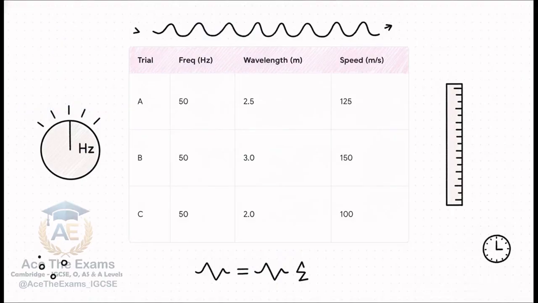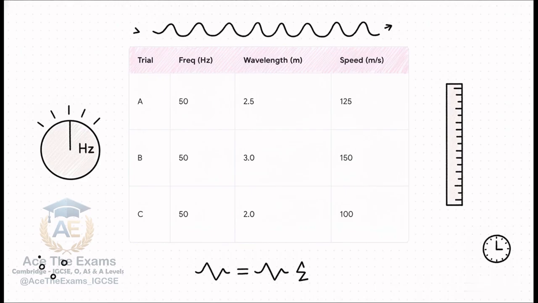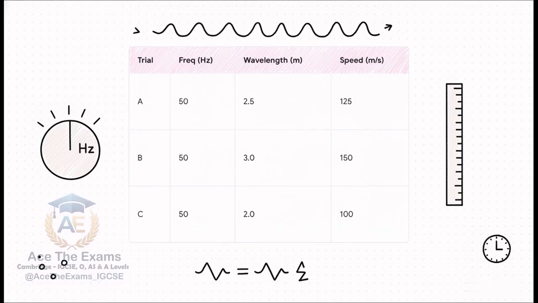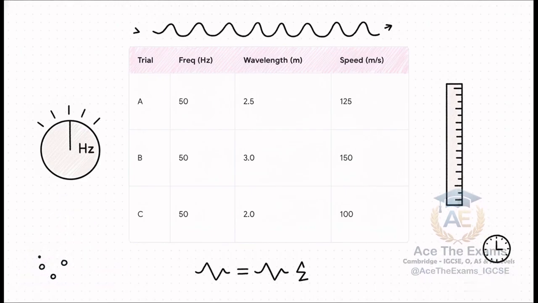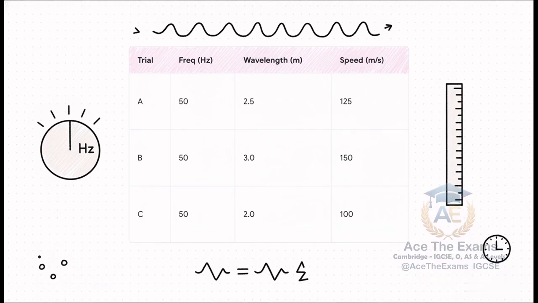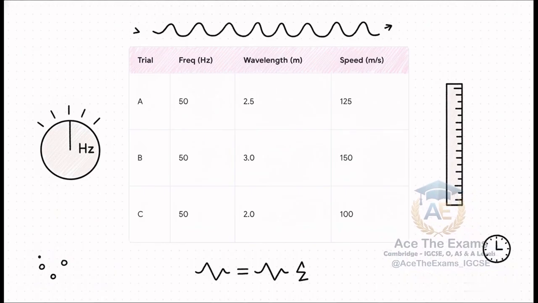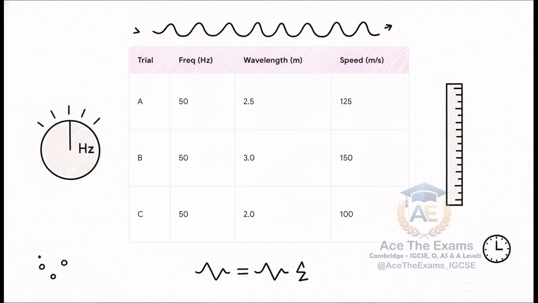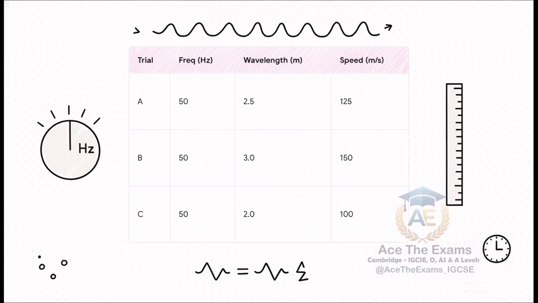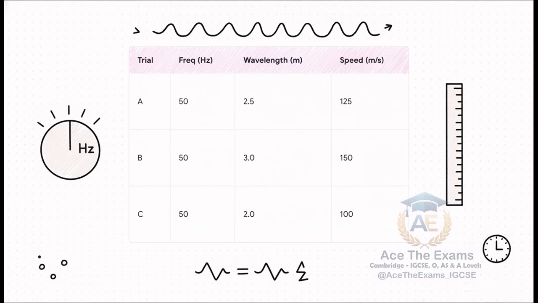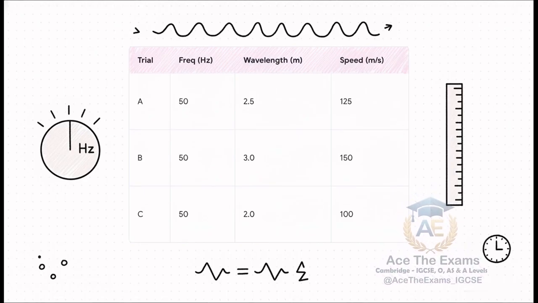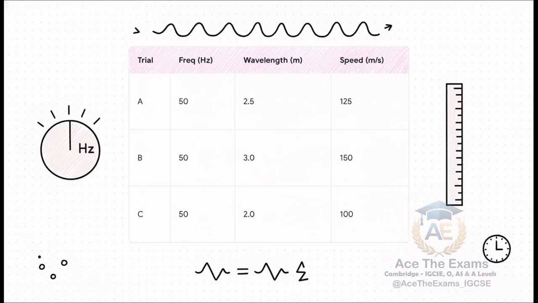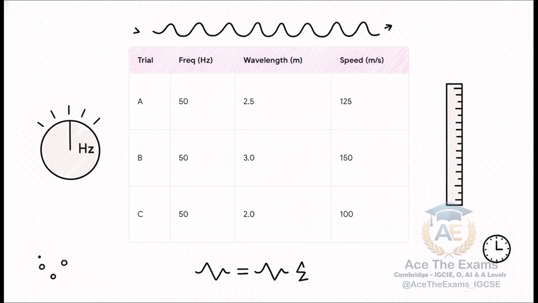Let's put this into practice. Imagine a classic Cambridge-style practical data setup, focusing on wave speed, frequency, and wavelengths across 3 trials. Follow the numbers with me. The frequency is locked in at a rock-solid 50 Hz for every trial, but the wavelength jumps around from 2.5 up to 3.0 and then down to 2.0 meters. And look what happens to the wave speed, 125, 150, and 100 meters per second.